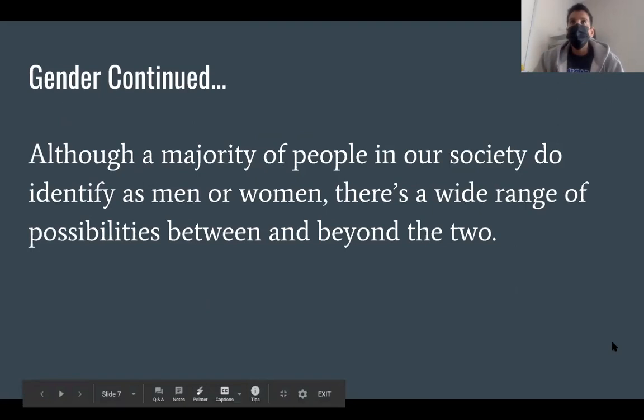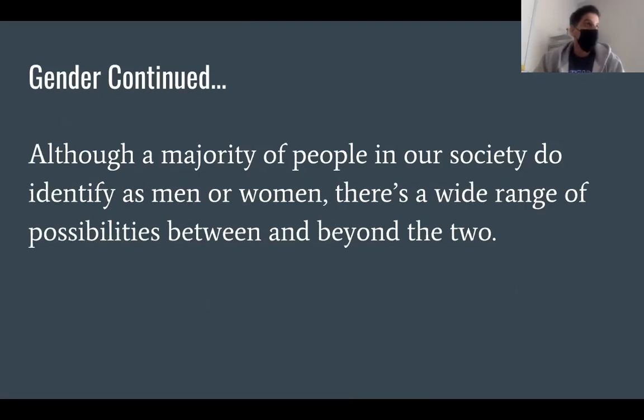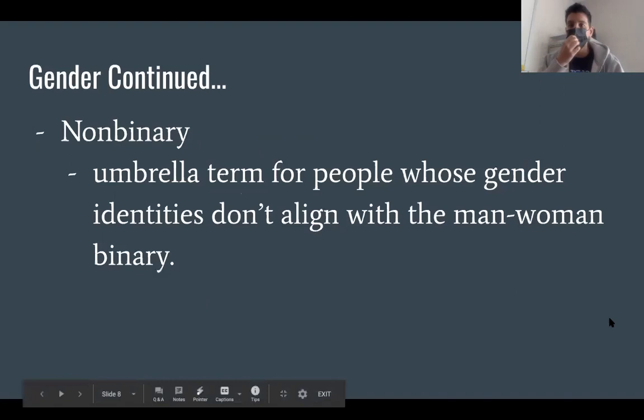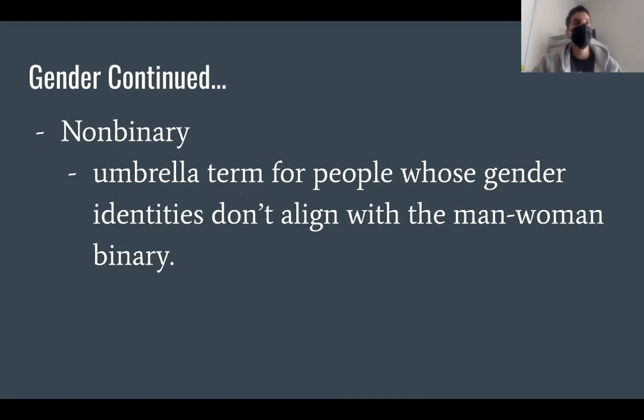Although a majority of people in our society do identify as men and women, there's a wide range of possibilities between and beyond the two. So we're going to go into that a little bit. Non-binary is an umbrella term for people whose gender identities don't really align with the man-woman binary.